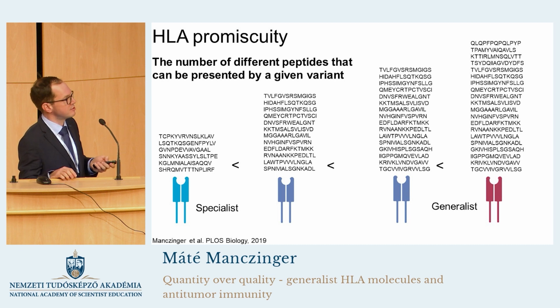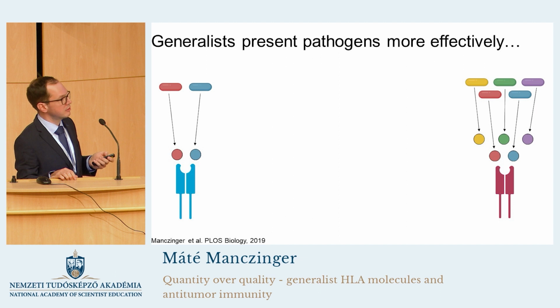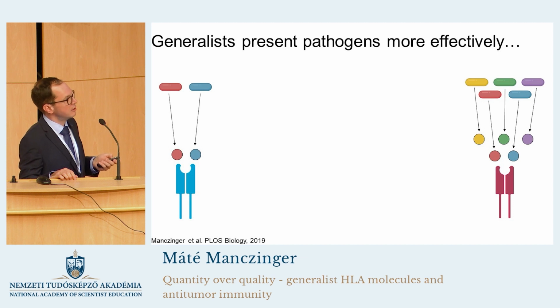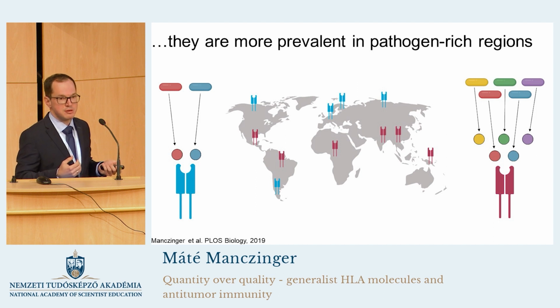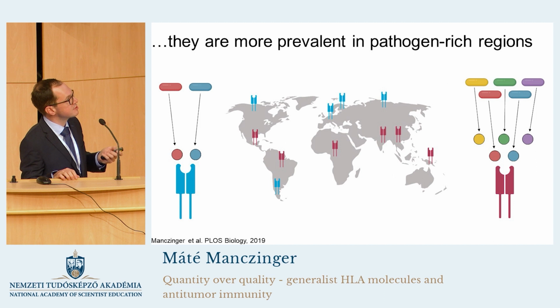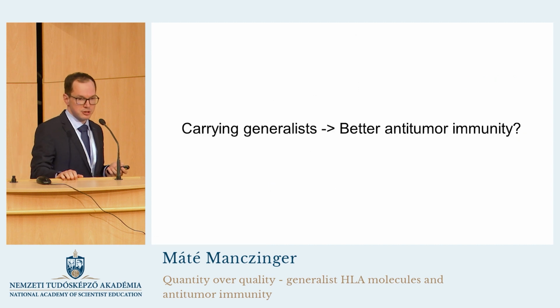And why are these generalists present in human populations? In our previous work, we showed that as these generalist HLA molecules are able to bind peptides of more pathogens, they are much more prevalent in those regions of the world where pathogen diversity is high, for example, in Southeast Asia. So these generalist HLA molecules were selected during evolution in these regions because they can be associated with effective protection against a higher number of different viral and bacterial species.